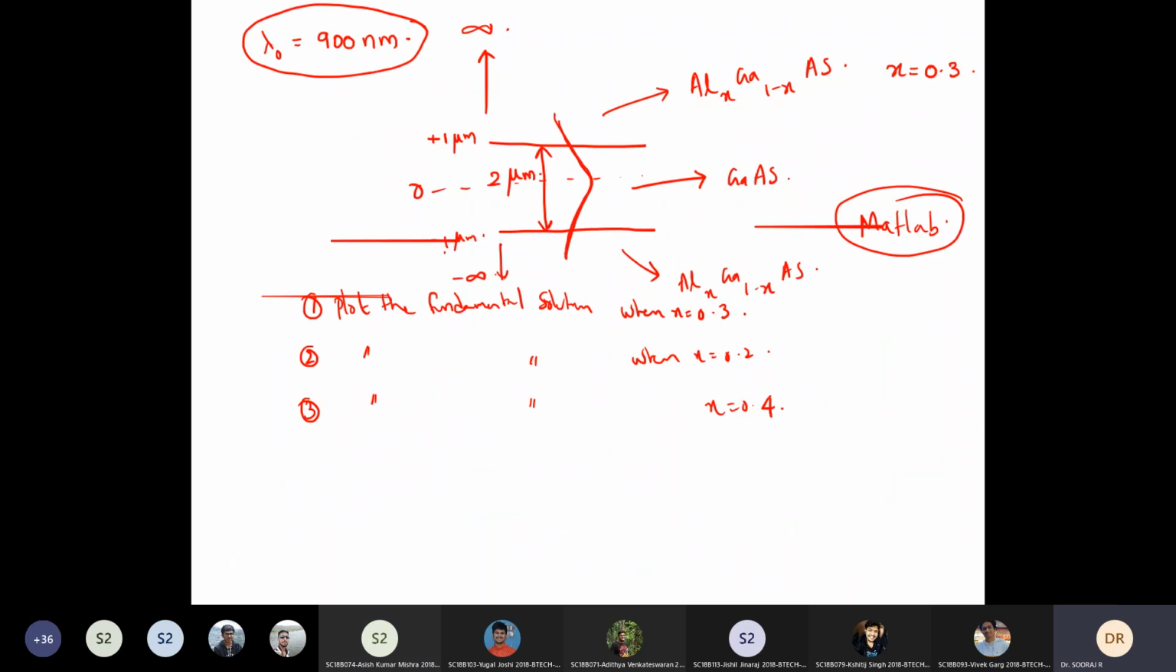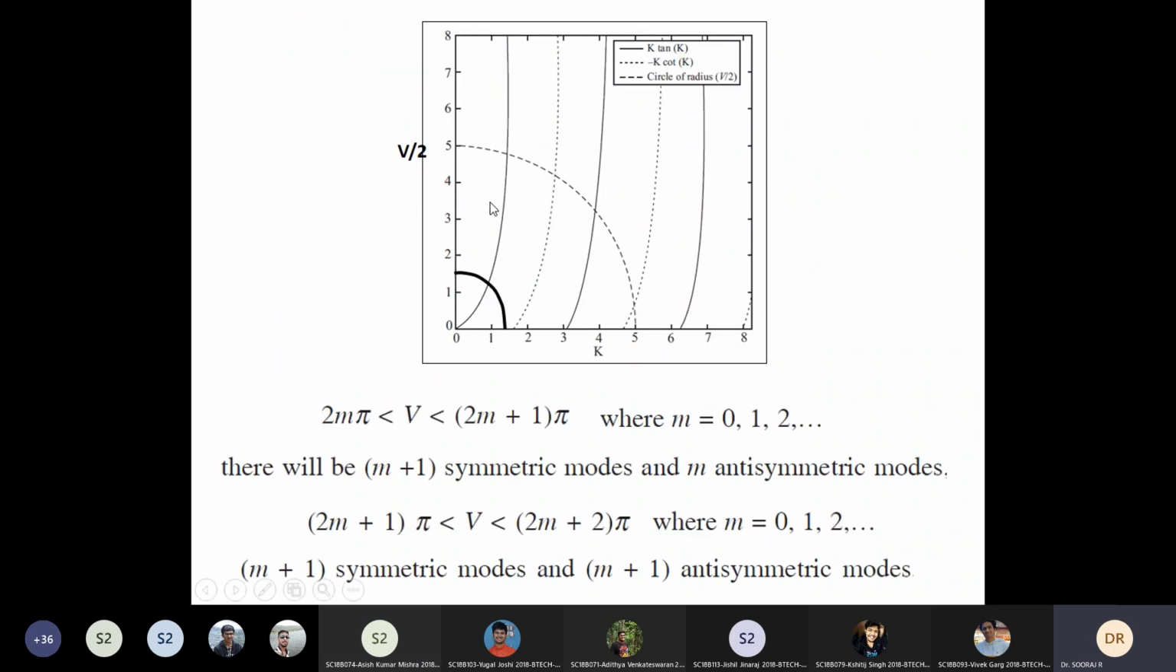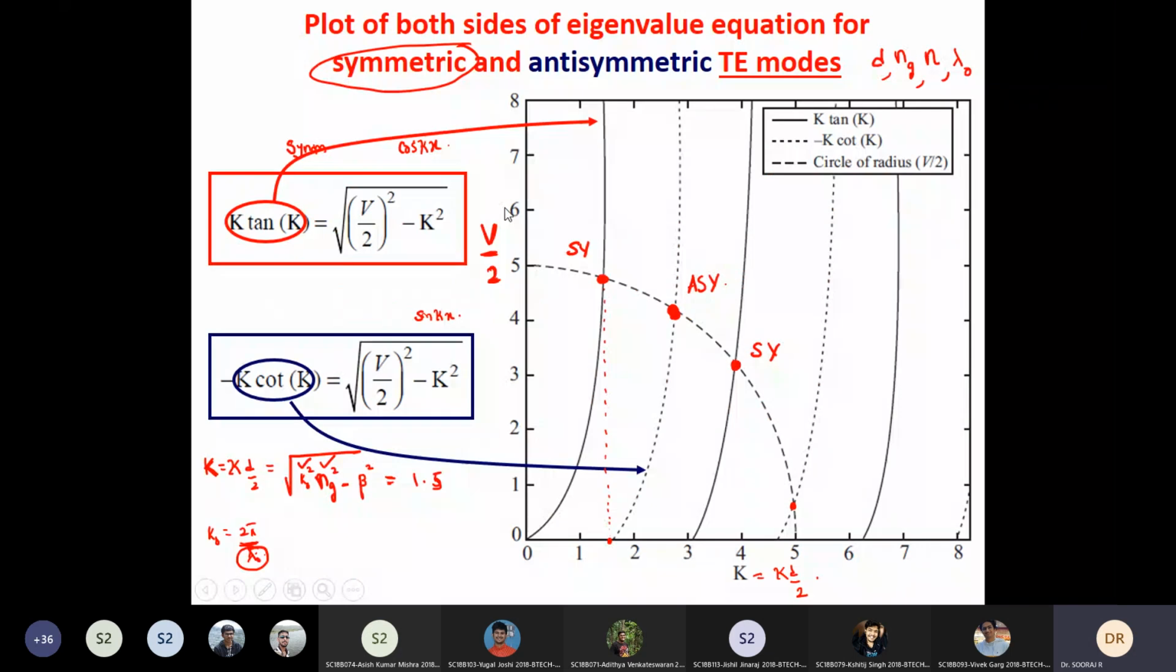We'll continue the further discussion. We'll see how many modes can be supported by this waveguide and what we mean by the fundamental mode. There are many more details that can be obtained by looking at this eigenvalue plot. So more details we'll discuss in tomorrow's class.